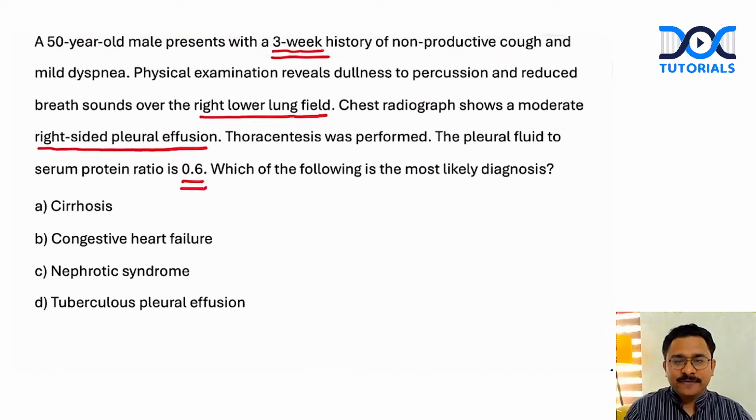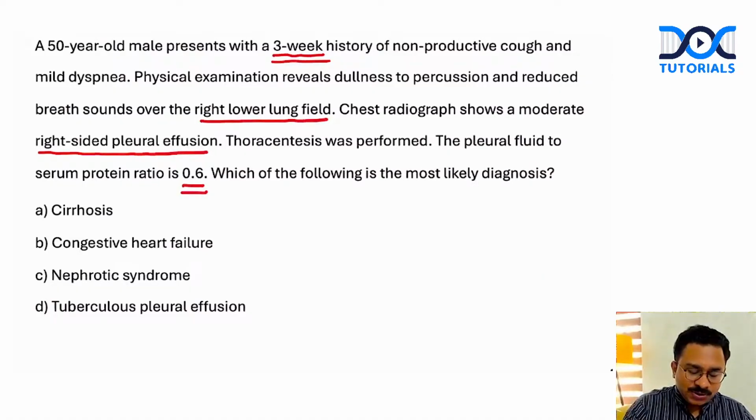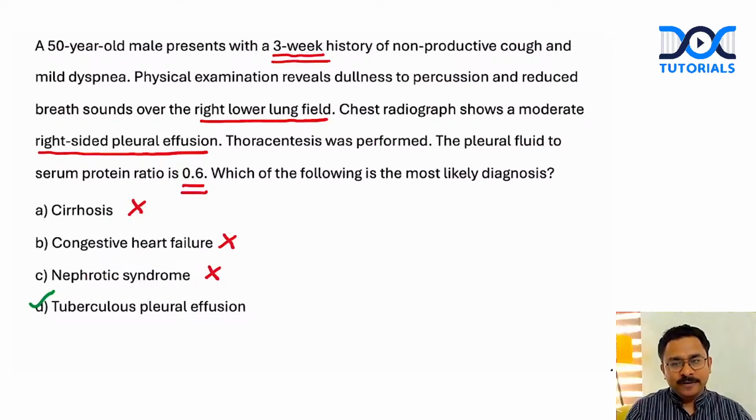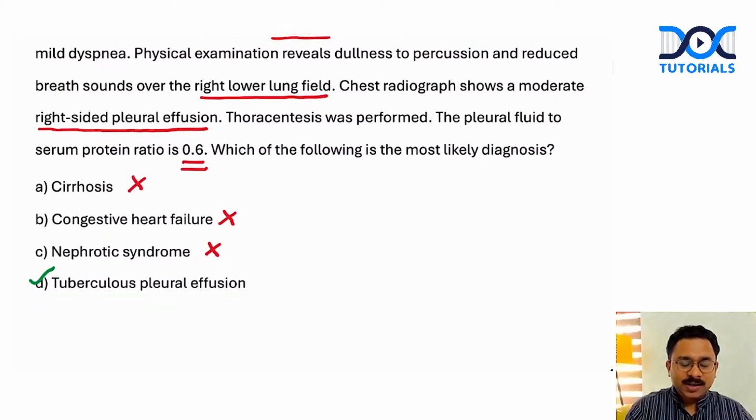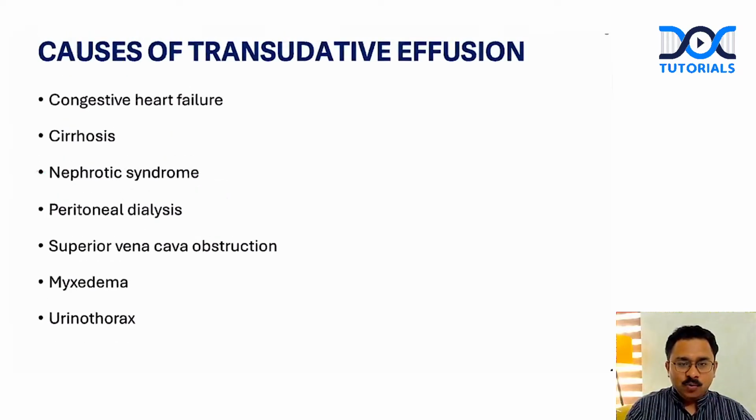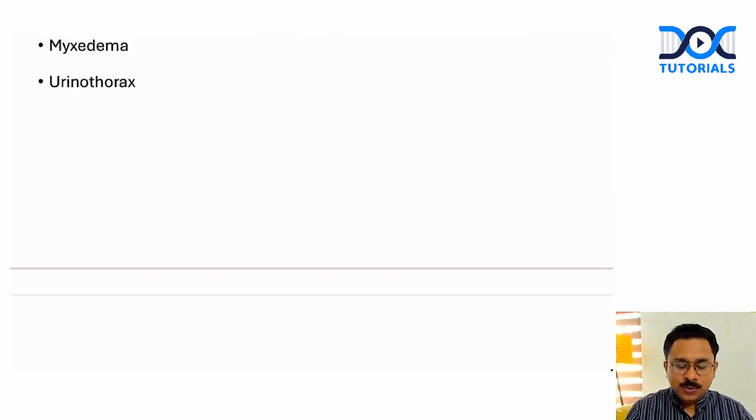In this particular question, since the ratio is 0.6, which is definitely more than 0.5, I am considering an exudative effusion here. Now look at the options. Cirrhosis, what type of effusion is seen? Transudative effusion. Congestive heart failure, again transudative effusion. Nephrotic syndrome, again transudative effusion. And what is going to be the answer? Tuberculous pleural effusion. Very important. It is an exudative effusion. Very, very important topic. And you very well know about the causes of transudative effusion that I have taught you in my lectures as well. Congestive heart failure, cirrhosis, nephrotic syndrome, peritoneal dialysis, superior vena cava obstruction, myxedema, and urinothorax. These are the causes of transudative effusion.